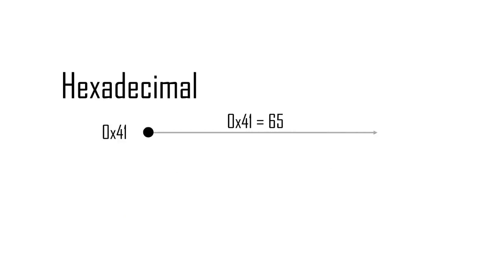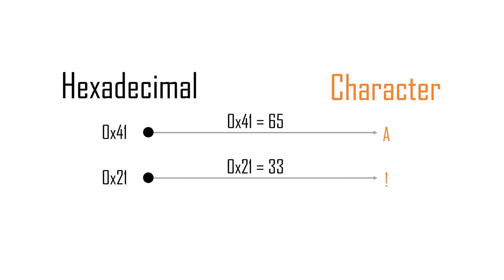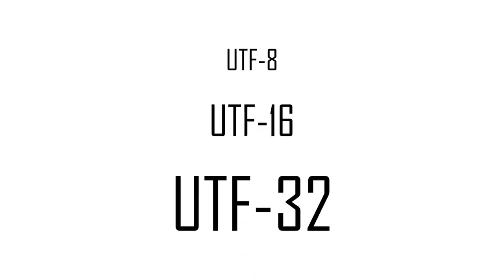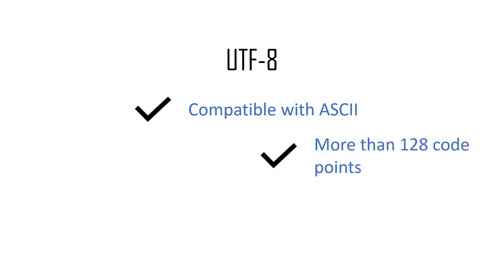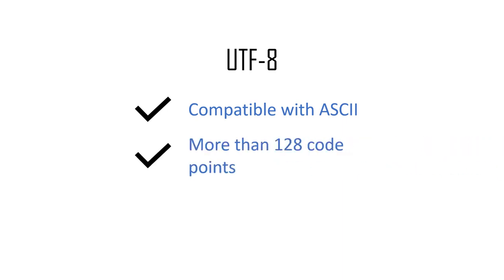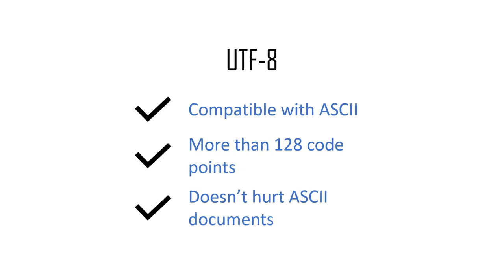The code points in Unicode are represented using hexadecimal notation. For example, the number 65 represented in hexadecimal, 41, is defined to represent capital A. 21, the number 33 in hexadecimal, is defined to represent an exclamation mark. Three different encoding schemes exist for Unicode: UTF-8, UTF-16, and UTF-32. Each uses a different number of bits as its base unit. UTF-8 is notable for its backwards compatibility with the ASCII character set, but also its ability to represent more than 128 code points, all without increasing the size of files encoded purely with ASCII.